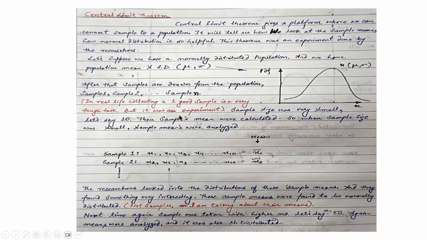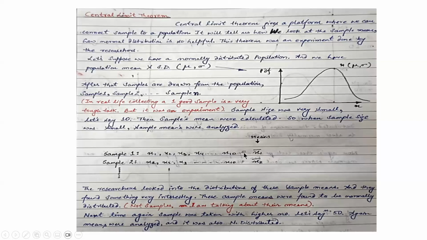Now, what is the central limit theorem? Researchers did one experiment, and this theorem is an outcome of that experiment. Let us suppose we have a population which is normally distributed. Then researchers took small samples from this population. Let us suppose the sample size was 10. Sample 1 has data points x1, x2, x3, and so on, 10 data points till x10.